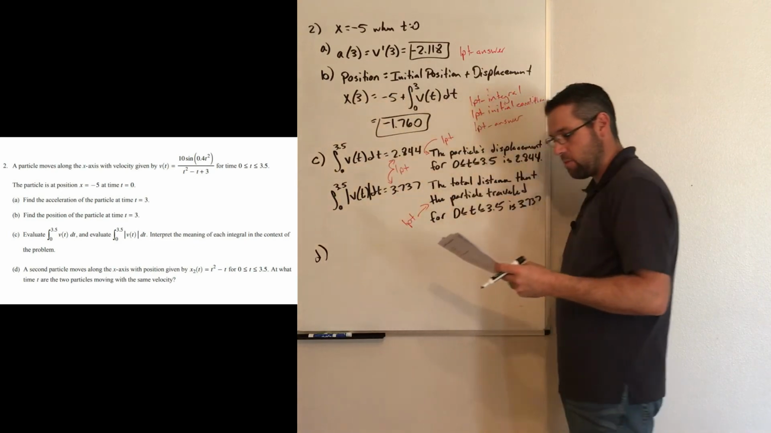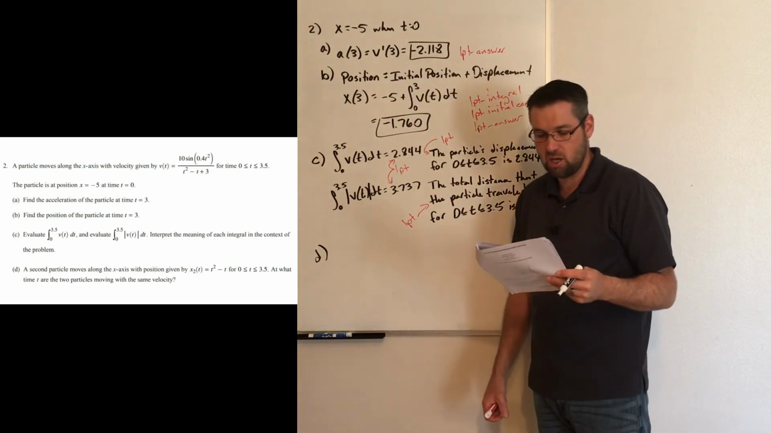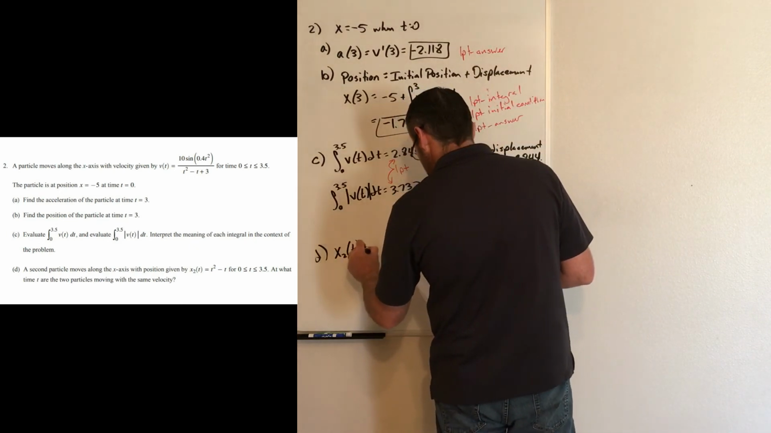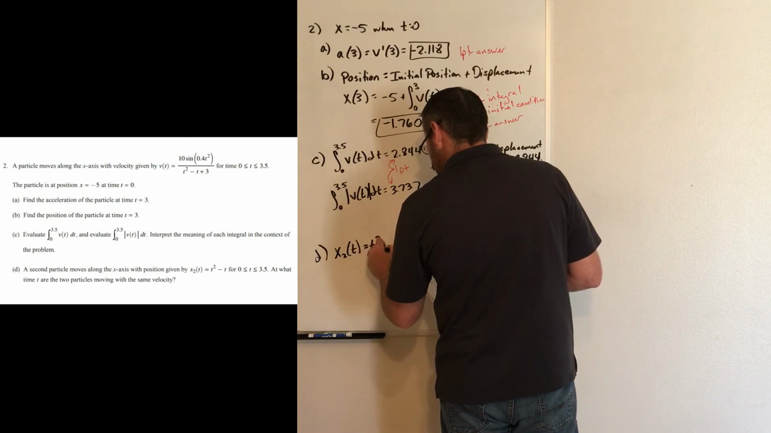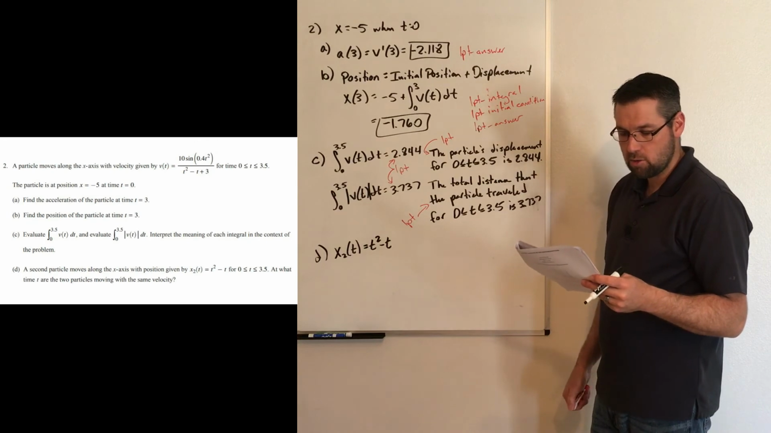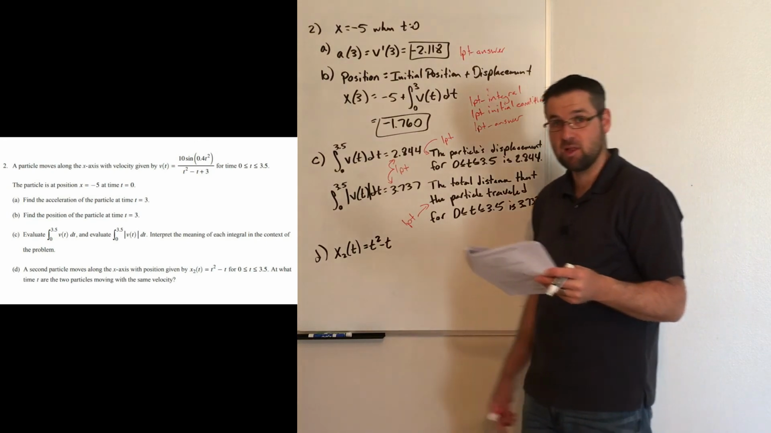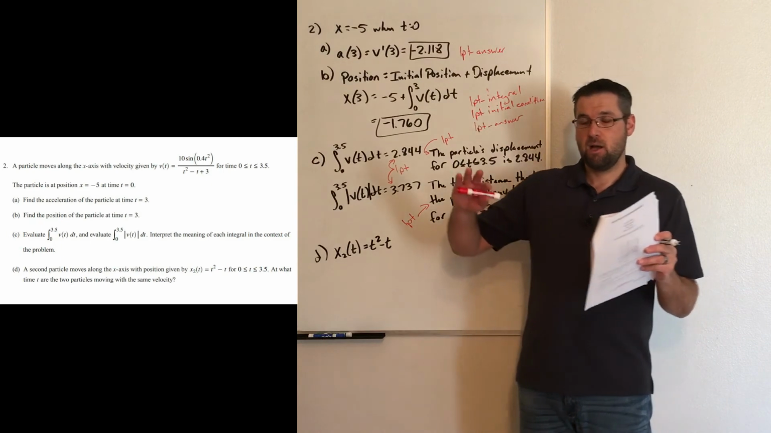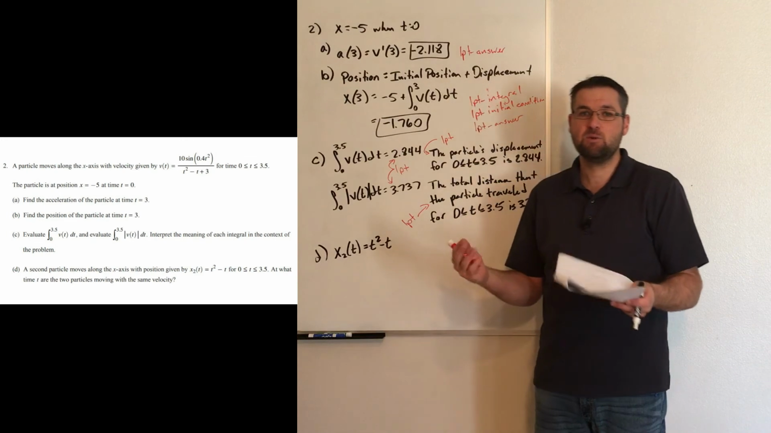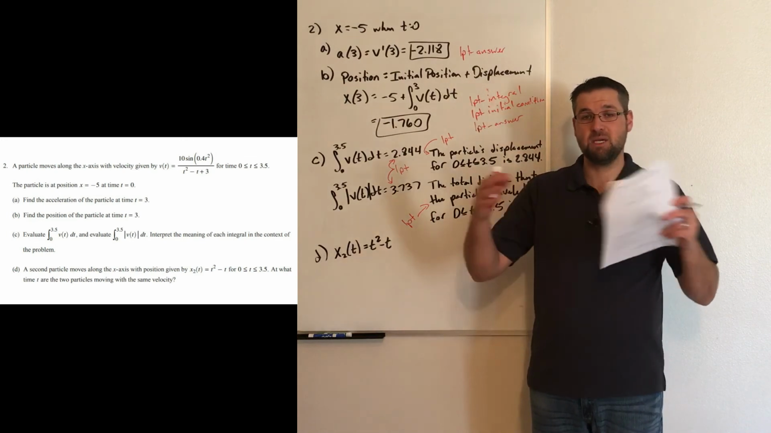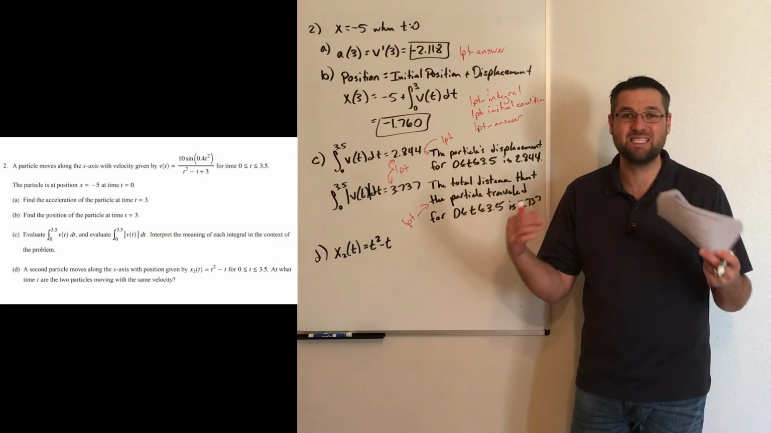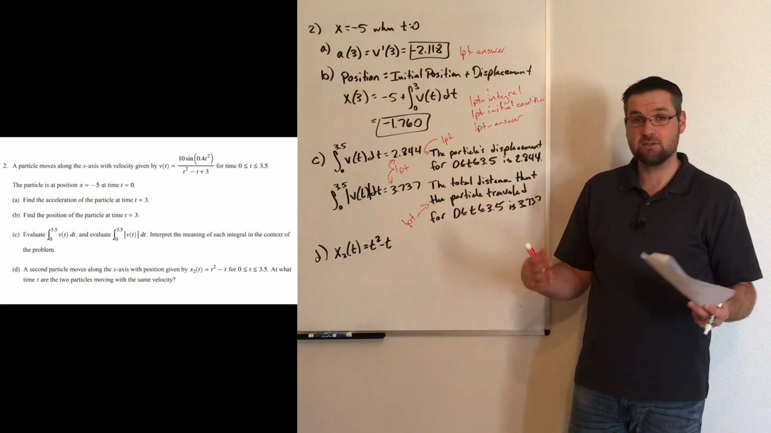it says a second particle moves along the x-axis with a position of x2 of t equal to t squared minus t. At what time are the two particles moving with the same velocity? So we had a problem a little bit ago that said, when are the two particles moving in the same direction? That's when the velocities have the same sign, so it's going to be an interval. In this case, it's saying when are the two particles moving with the same velocity? That means their velocities are the same.